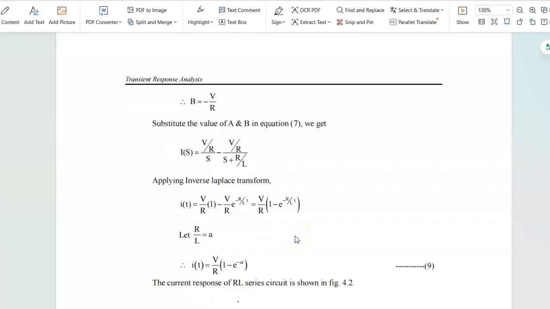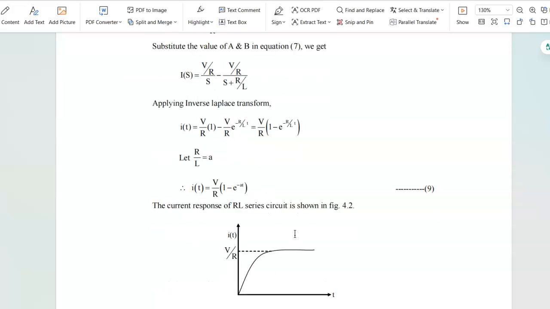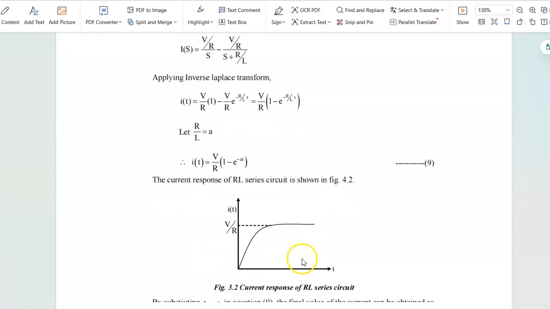R by L can be taken as A, so that I of t is equal to V by R into 1 minus e power minus at. The current response of the RL circuit is shown in the figure. It reaches its steady state after its maximum value. So this is all about transient response for DC circuits, RL DC circuits.